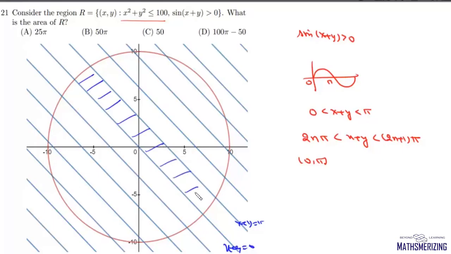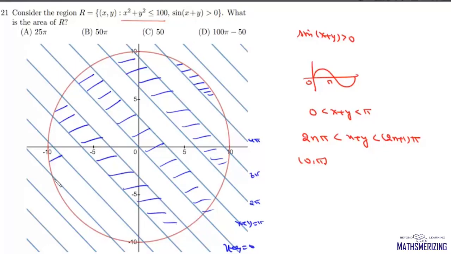And then this is 2 pi and 3 pi. So we'll have this region, and then from 4 pi onwards, we'll have this region. Now here also, we'll have this region, and then we'll have this region. So we have to find the area of this shaded region.